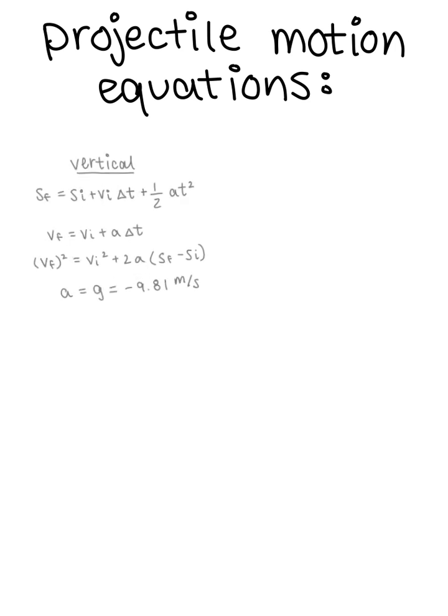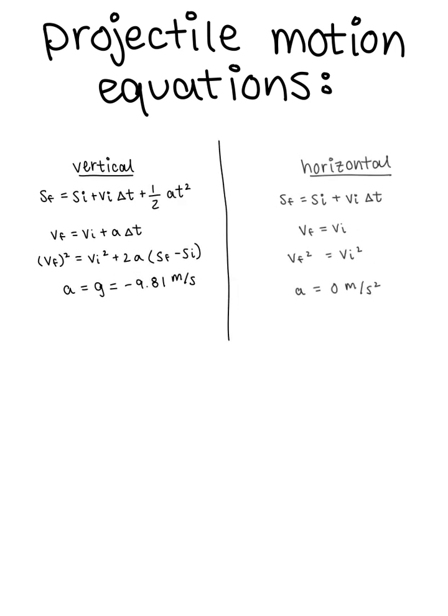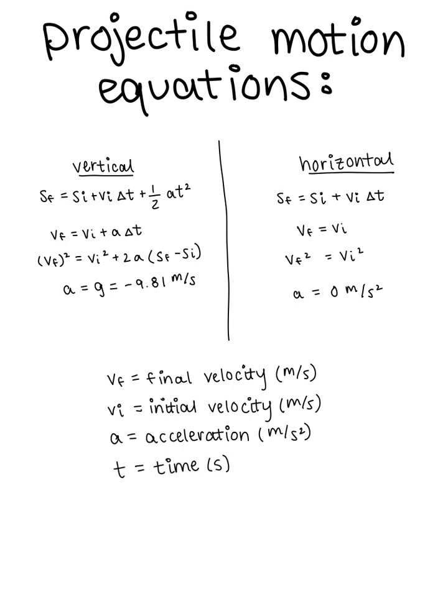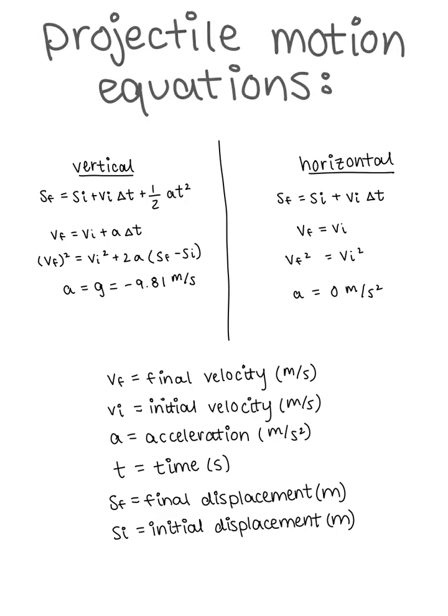To solve this particular problem, we're also going to need access to projectile motion equations. Typically, professors will give these equations to you on an exam. We're going to be using the ones defined above in the vertical and horizontal directions. The VF stands for final velocity in meters per second. VI is initial velocity in meters per second. Acceleration is in meters per second squared. Time is in seconds. SF stands for final displacement in meters, and SI stands for initial displacement in meters.